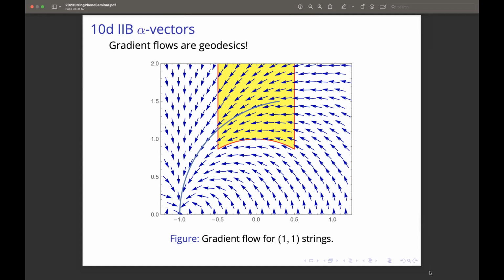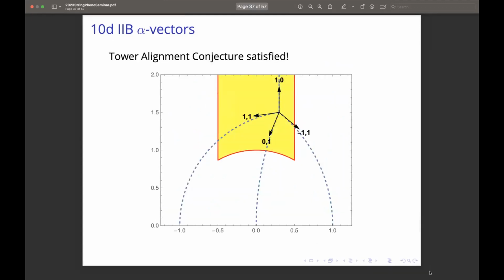And I really want to emphasize how close it comes to not being satisfied. If you didn't have this gradient flow property, tower alignment would fail. But remarkably, it survives in this example. So for instance, here are some PQ strings aligning with these geodesics. If I move this starting point, you would see that these arrows still align with these geodesics. So in this case, tower alignment and the dense directions conjecture are satisfied. And as a consequence, the scalar weak gravity conjecture and the distance conjecture are also satisfied.